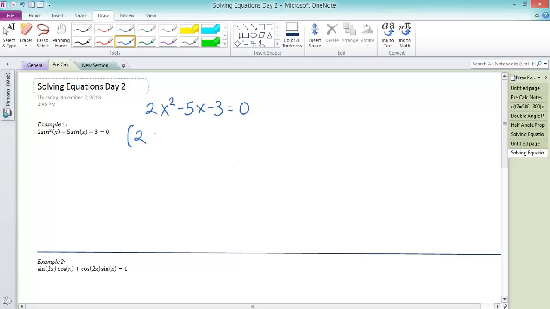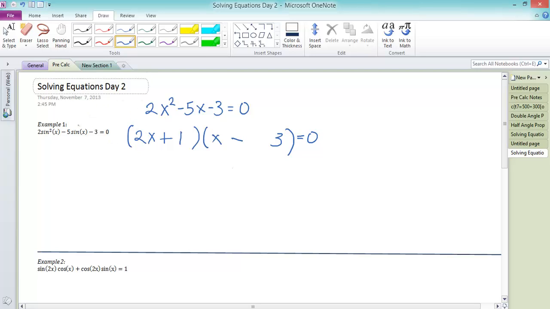And this is going to factor into 2x plus or minus something times x, because this is x squared. 2x times x is 2x squared. And the factors of 3 are 3 and 1. But I need a negative 5, so that's going to be like minus 6 and a plus 1. So that's going to be a minus sign, and it'll be a plus. And I set these equal to 0, and there we go.